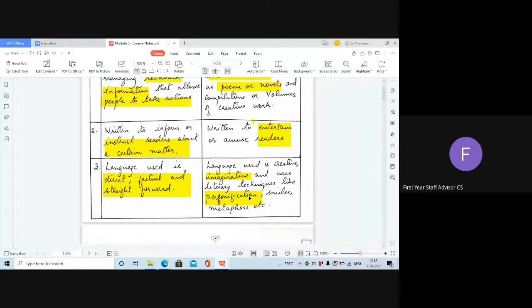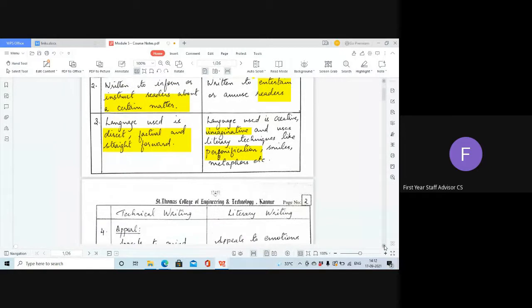So it is a form of creative writing, where imagination plays the main role, whereas technical writing should be direct communication. That is, it should use words directly which the users can understand. In literary writing, as you can see when you read through poems, it reveals to us the imaginative power of the poet. Okay.